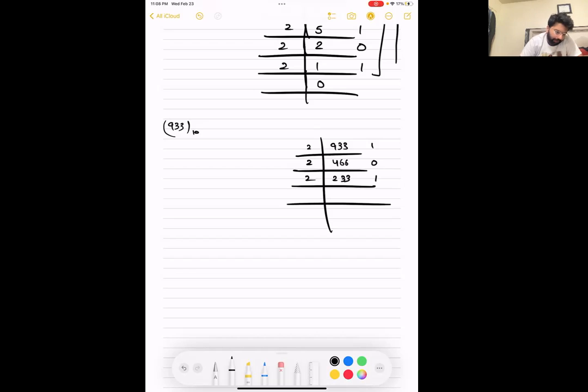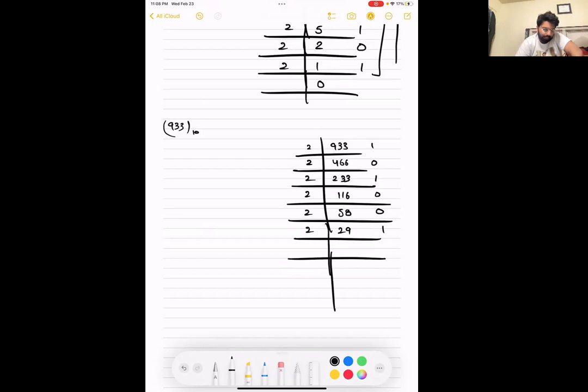So 1. 233 divided by 2 gives us 116.5, which is an even number, so 0. 116 divided by 2 gives us 58, which is an even number, so 0. 58 divided by 2 is 29. 29 is an odd number, so 1. 29 divided by 2 is 14.5, so 14. 14 is an even number, so 0. 14 divided by 2 is 7. 7 is an odd number, so we put 1 here.